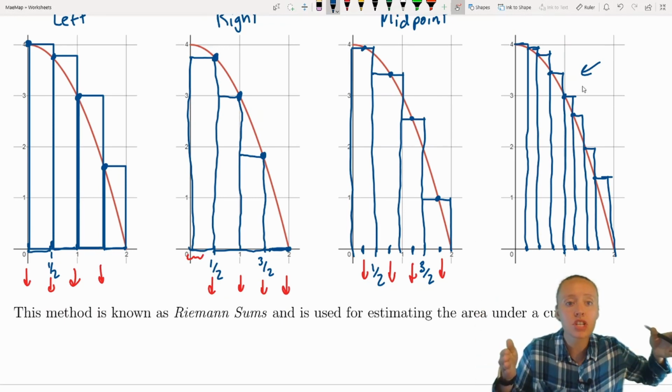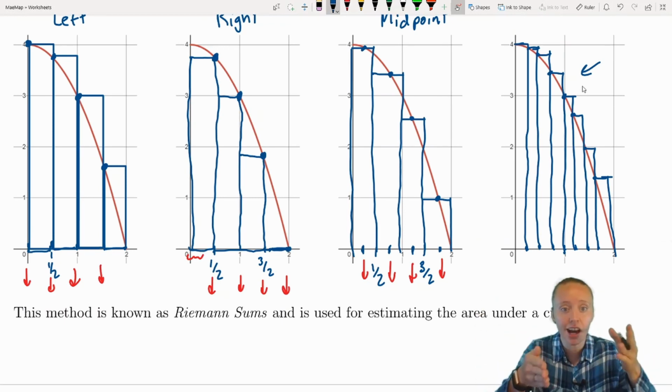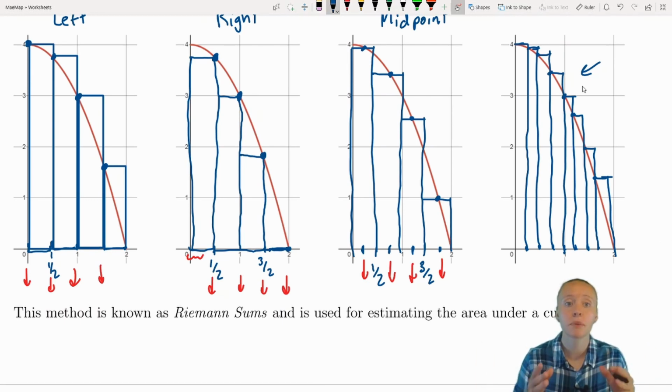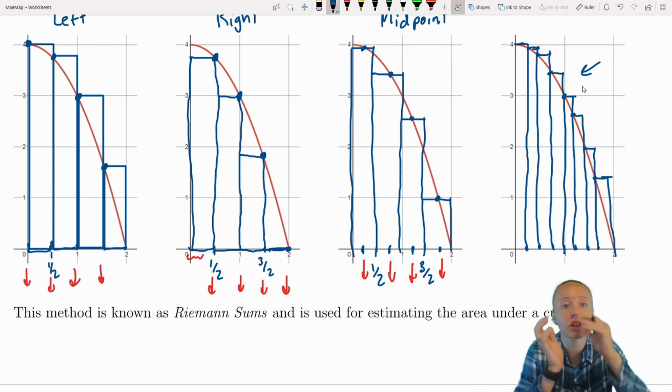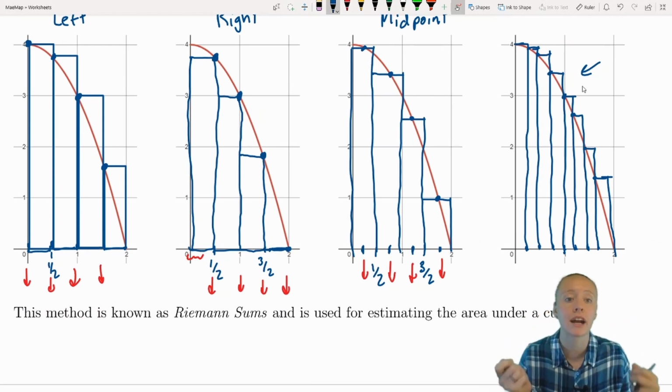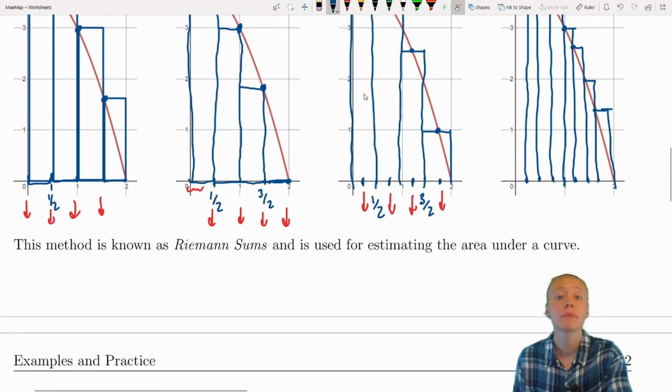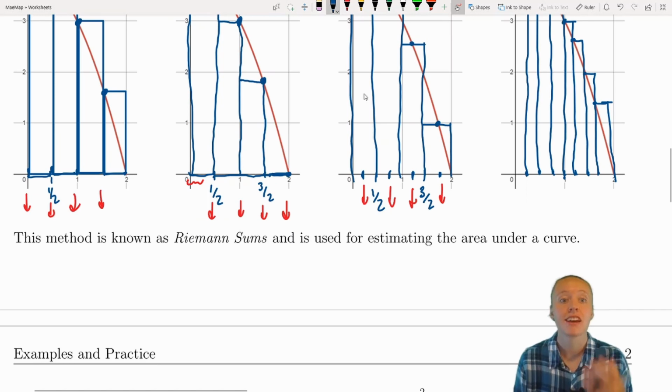And then if you can envision, if I split each of those rectangles up, dividing each of those by 2, having now 16 subintervals, that's just going to get closer and closer and more accurate to the actual area under my curve. And again, this method is known as Riemann sums and is used for estimating that area under the curve, which is our integral.